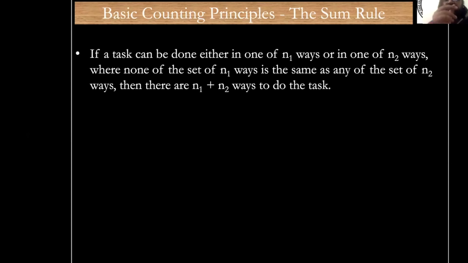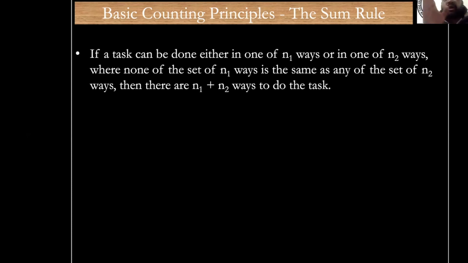The difference between this and the product rule is that in the product rule, each task had to be done in one of the n1 ways, and then it had to be followed by one of the n2 ways. And because it was followed, and the word that I used there was and, in terms of and, it was a product. When it's either in one of n1 ways or in one of n2 ways, then it's or, n1 plus n2.